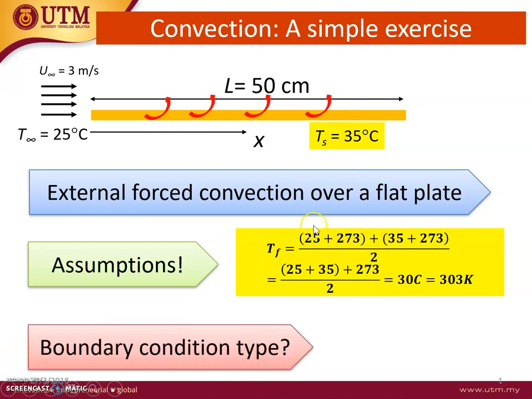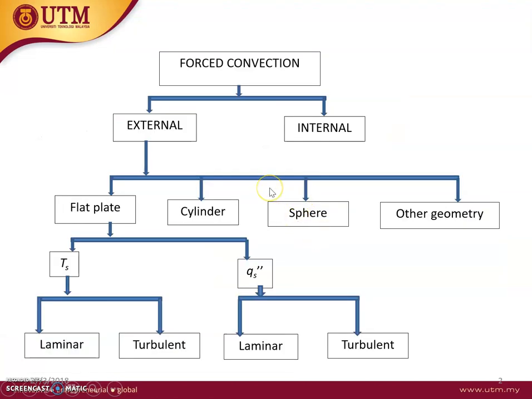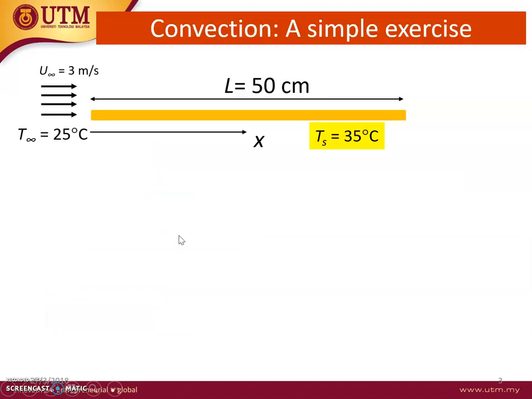So, the boundary condition type, we know we have force convection, external, over a flat plate with constant temperature stated. You have to find out whether the flow is laminar or turbulent over the flat plate, because the convective heat transfer coefficient is different if the flow is laminar or if the flow is turbulent. So let's have a look.